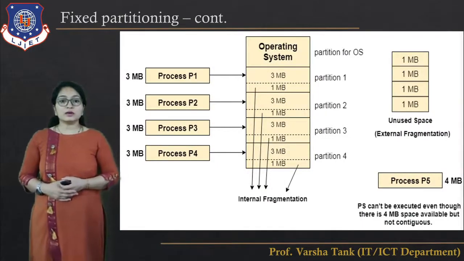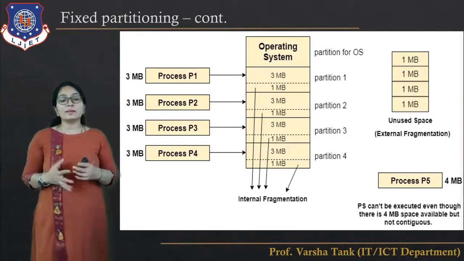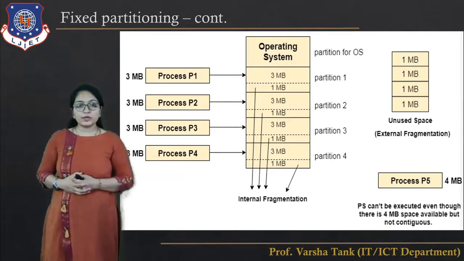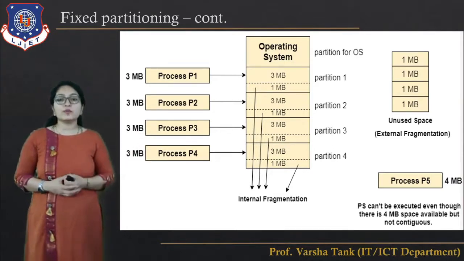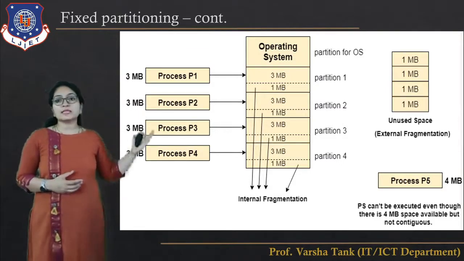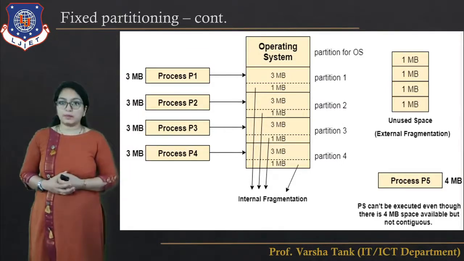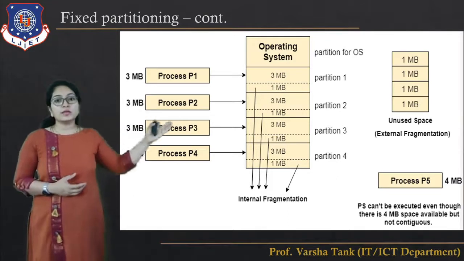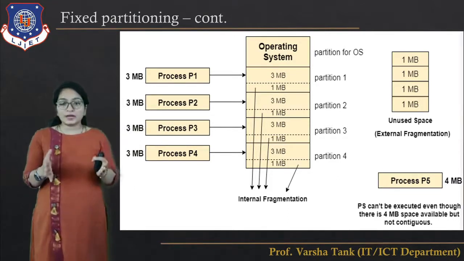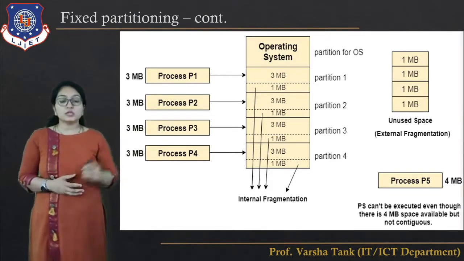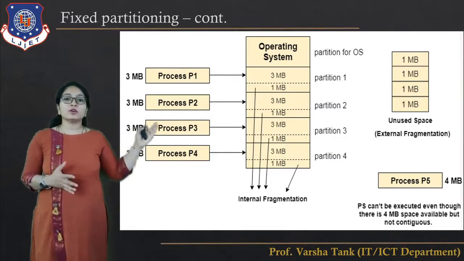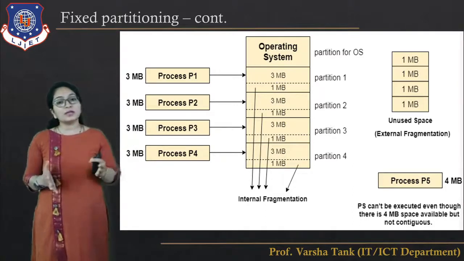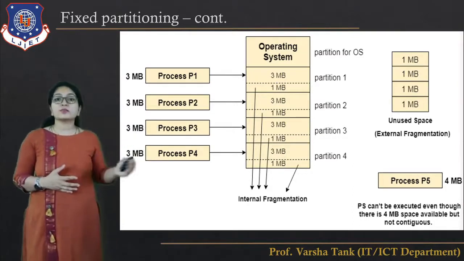Now here you can see an example of internal fragmentation and external fragmentation. Process P1, process P2, process P3 and process P4 are all of size 3 MB. They will be stored in partitions of size 4 MB. Process 1 is stored in partition 1 of size 4 MB, process 2 is stored in another 4 MB partition, and the same with process 3 and process 4.